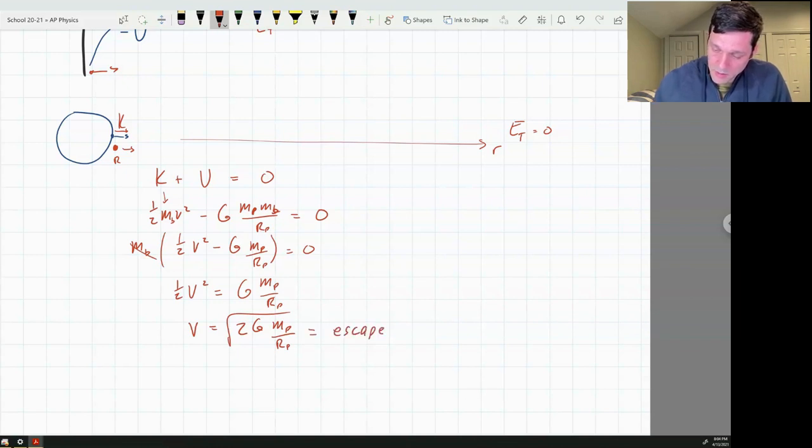That's the amount of velocity that we need to give an object so that it starts at a certain distance r away from the center mass of the planet and continues out to distance infinity. That's the escape velocity. And when they say what goes up must come down, this is the exception to that.